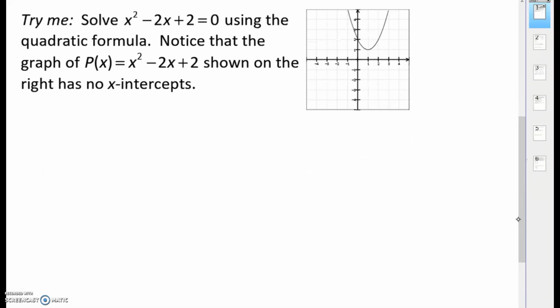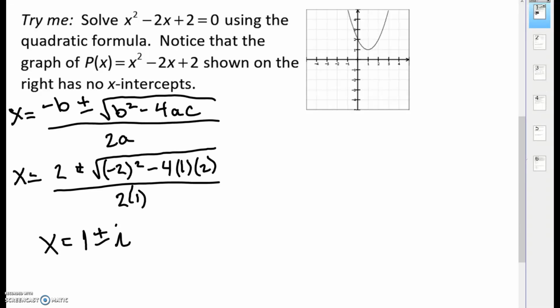Looking at this right here, we have a lovely equation, x squared minus 2x plus 2 equals 0. I'm going to ask you now to stop and solve that using the quadratic formula. When you solve this, you should get that x equals 1 plus or minus i. That means you have two solutions, and they're both imaginary, at 1 plus i and 1 minus i.